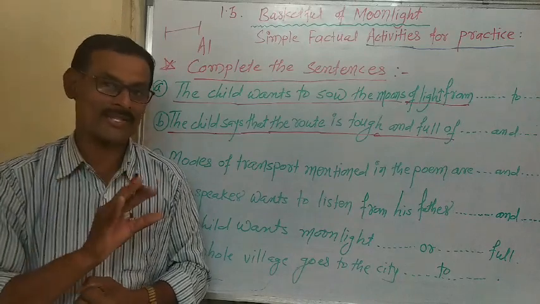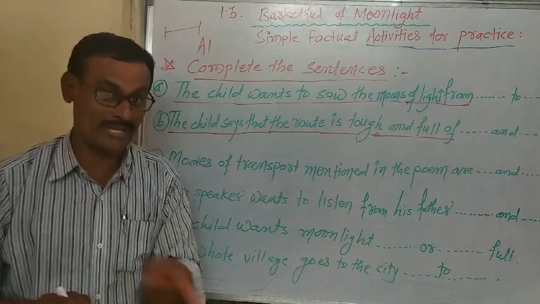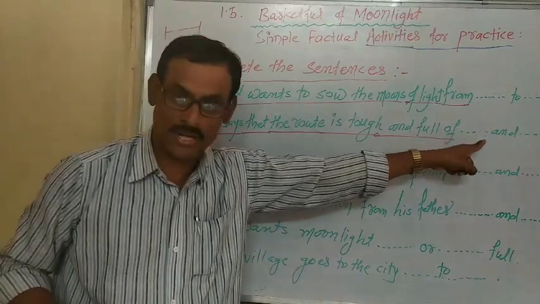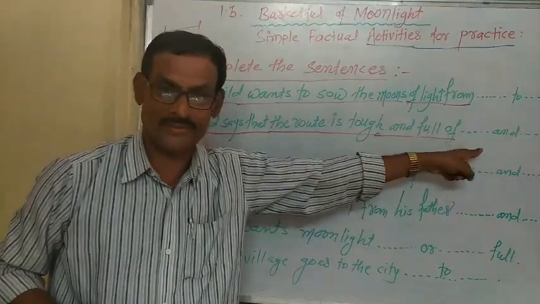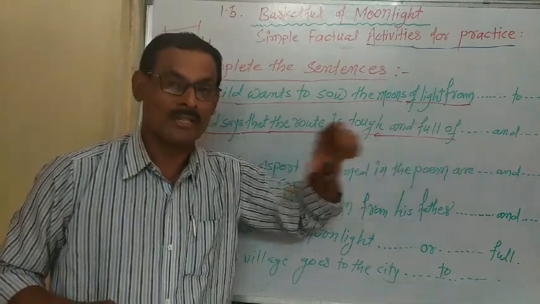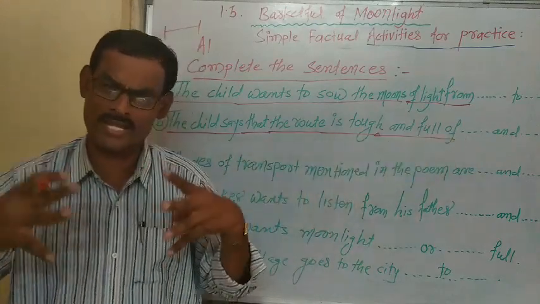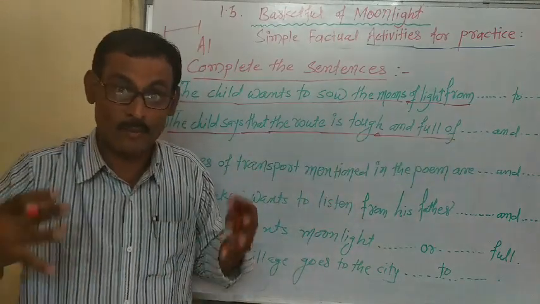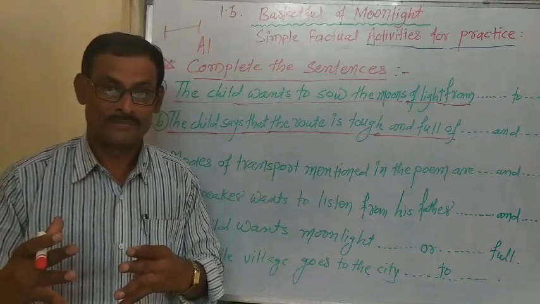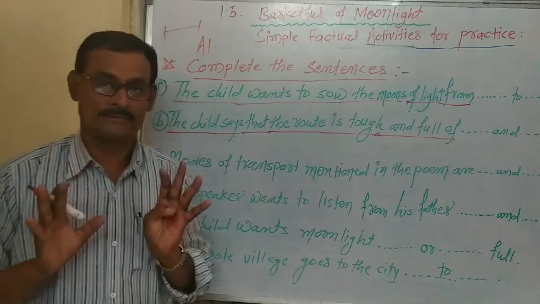You can easily understand the names of two reptile animals which are there in the stanza, which are to be written here to complete the sentence. He says to the moon that the route is tough as well as full of dash dash and dash dash. Those animals are very dangerous to his father and the villagers. So he wants to light the road. Come on.